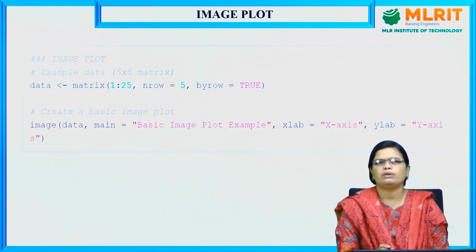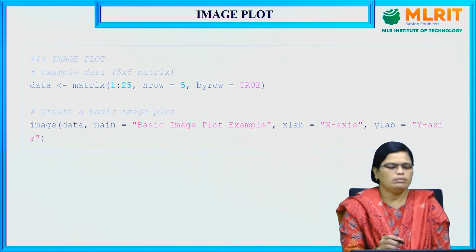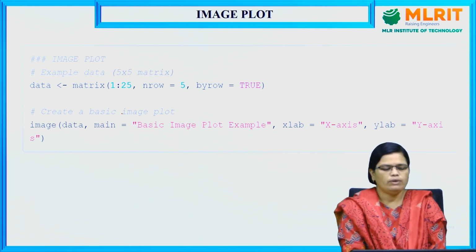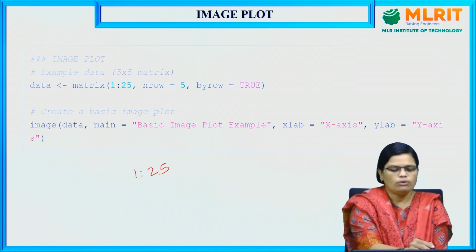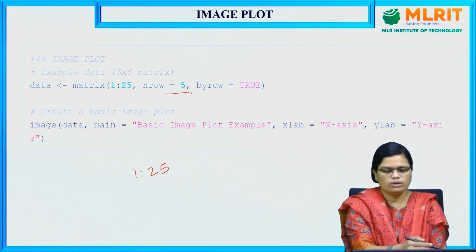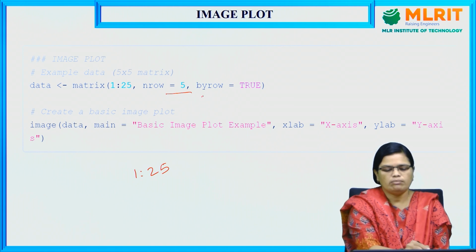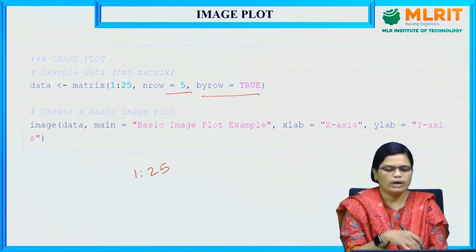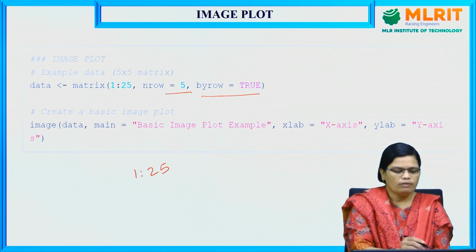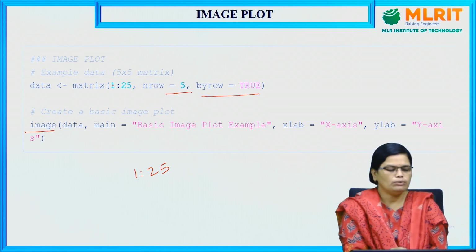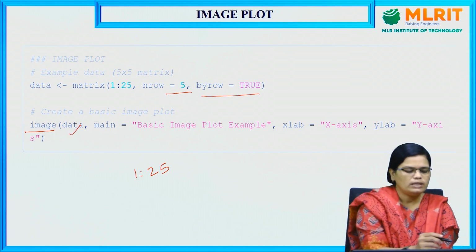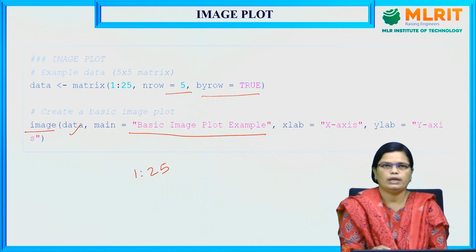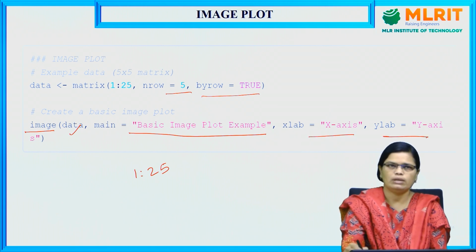Next visualization we are going to discuss is the image plot. For the image plot, we are generating the numbers from 1 to 25. The rows we have selected are 5, and the columns are not selected here. We are selecting byrow equal to TRUE, which means the values will be assigned row-wise. For converting this matrix into an image, we are using the image function. In the image function, we are sending the matrix data, and the name for this plot is basic image plot example. We are assigning the X label and Y label.